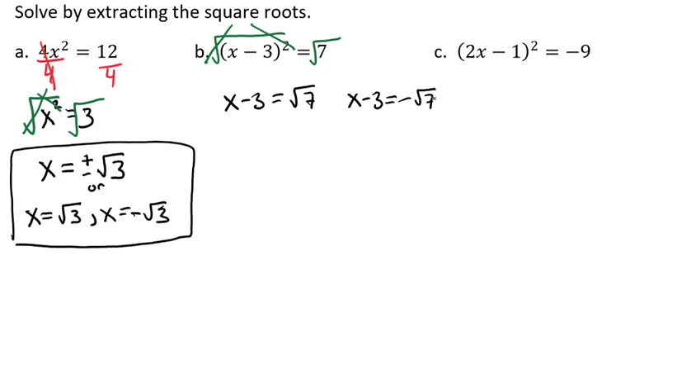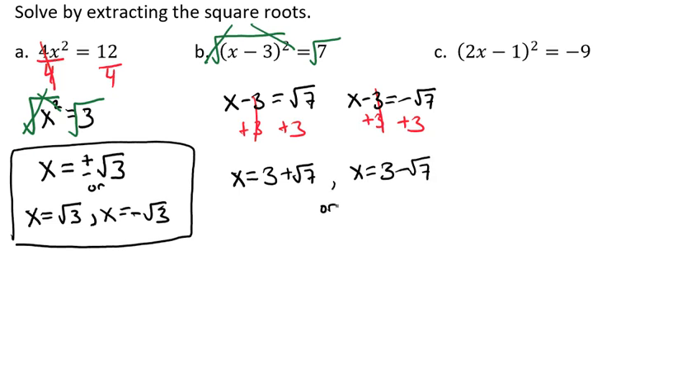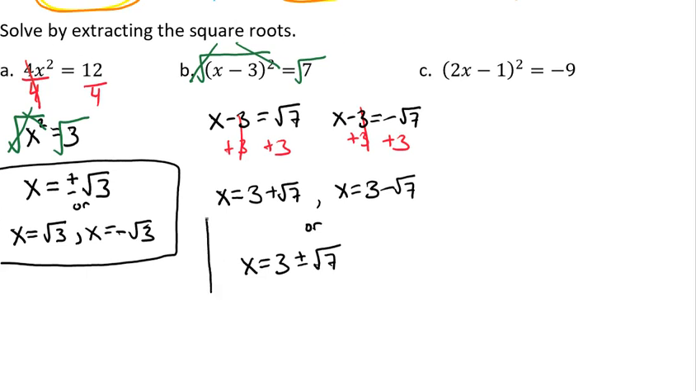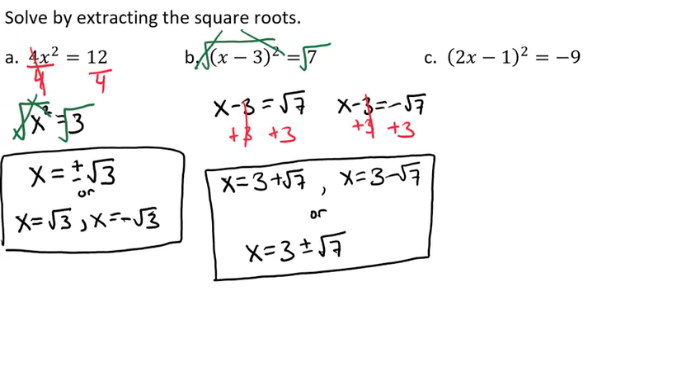So this turns into two problems. I'll add 3 to both sides here, and I will get x equals 3 plus the square root of 7. I'll add 3 here, and I'll get x equals 3 minus the square root of 7. So we could write the two solutions this way, or we could write x equals 3 plus or minus the square root of 7, because notice they're identical except that one says plus and the other says minus. Again, you can write them either way. Just make sure that you're working it out for both the positive and the negative value.